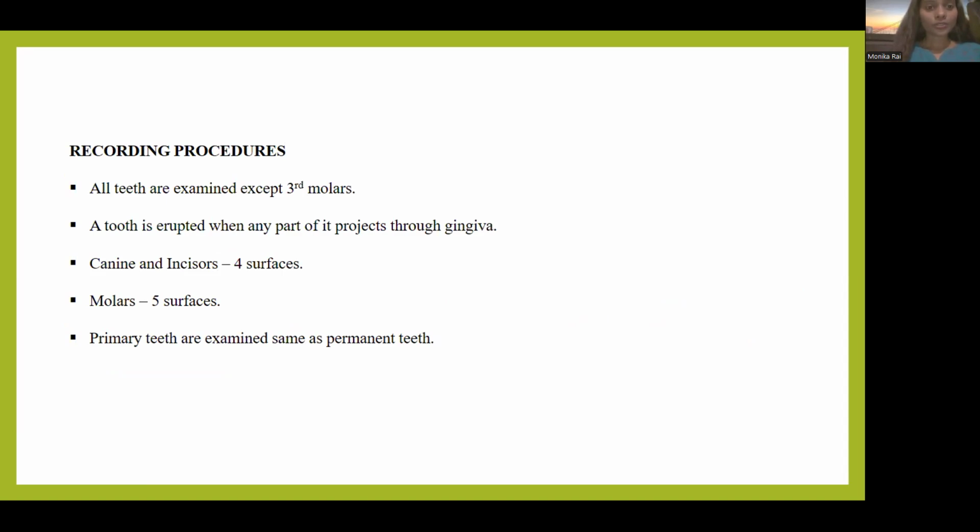Now, the procedure, all teeth are examined except third molar. A tooth is erupted when any part of it projects through gingiva. Canine and incisors 4 surface, primary molar 5 surface. Primary teeth are examined same as permanent teeth.